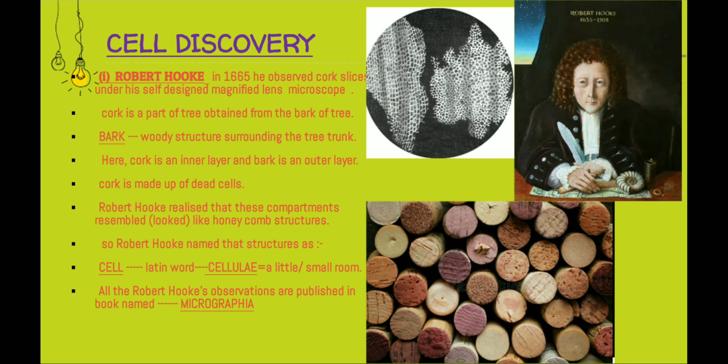Here down are the cork slides. It's like wood only, right? It is made up of bark. Bark means woody structure, so obviously cork will also be woody. We can see the observation of the cork slice, and beside that we can see Robert Hooke, from the year 1635 to 1705.